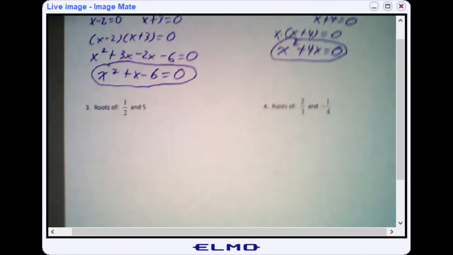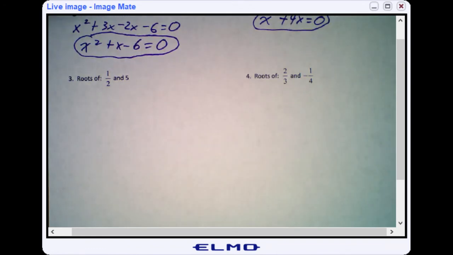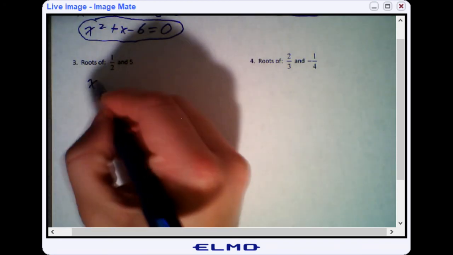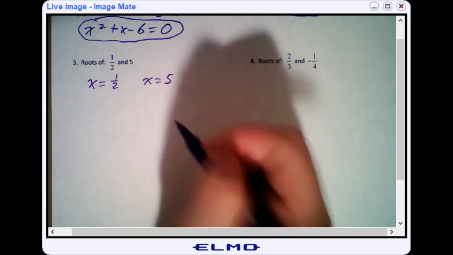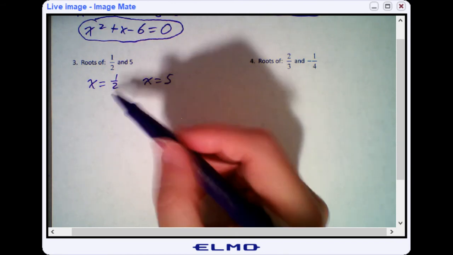Now 3 and 4, it starts getting a little interesting because I have these fractions. And usually with our quadratic equations and functions, we don't have the fractions. So we're going to have something a little different to do here. These are still my answers. So I know x still equals 1/2, and I know x is 5. This time, though, to get rid of my fraction, I'm going to multiply both sides by the denominator.